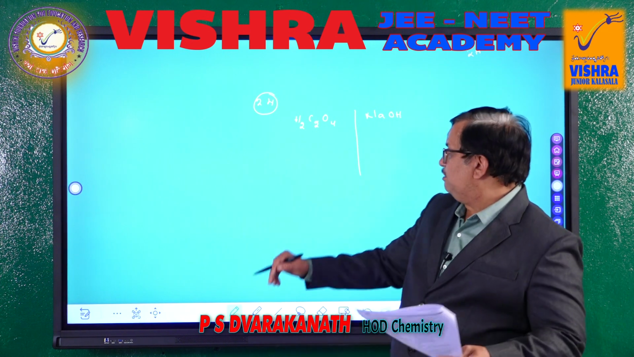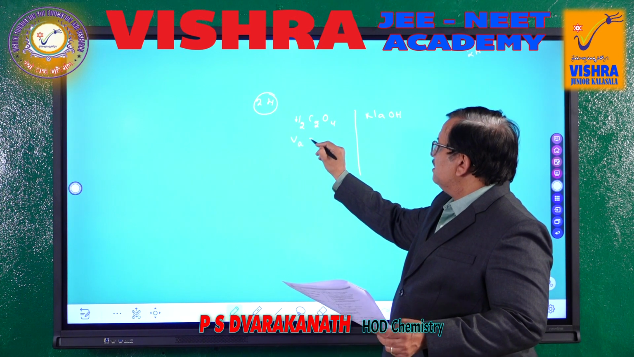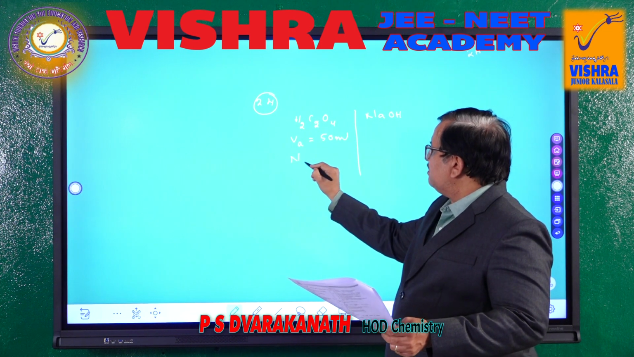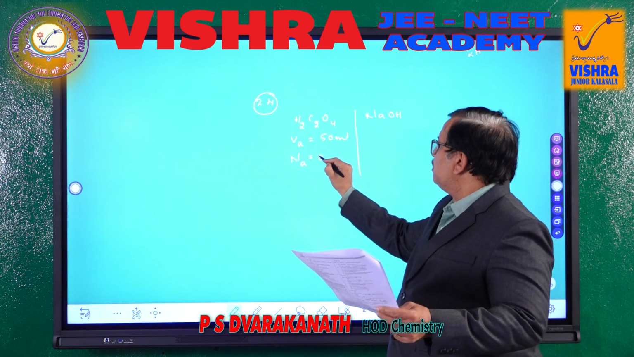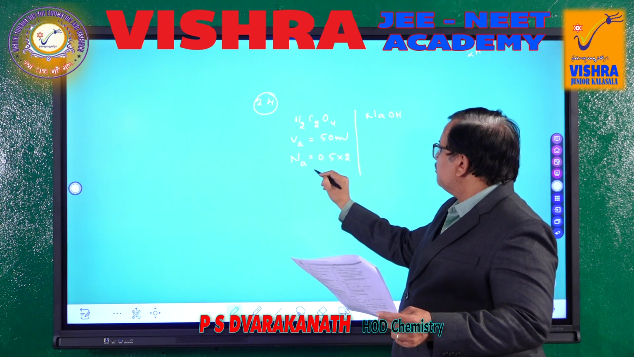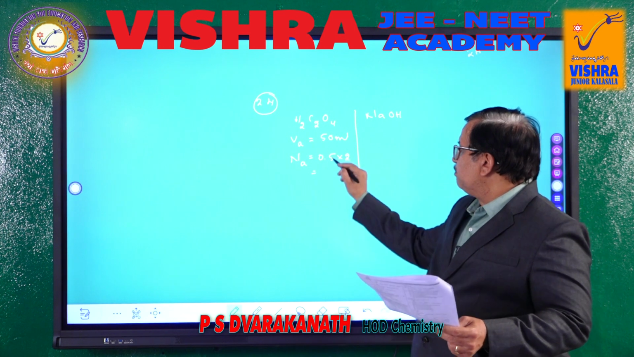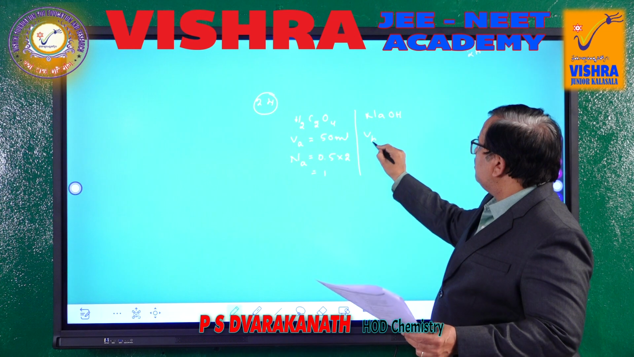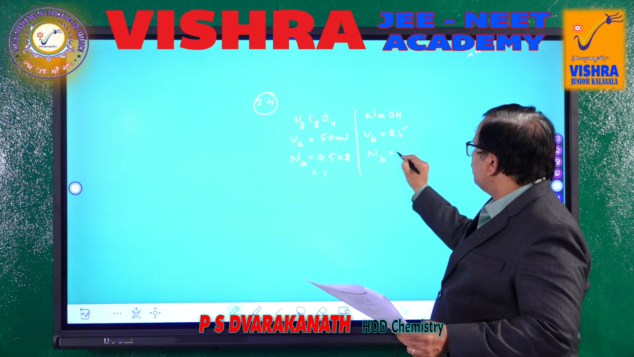Now we will do it. That is H2C2O4. What is the volume of acid? That is given as 50 ml. And what is the normality of the acid? Molarity into n-factor. What is the molarity? 0.5 into the n-factor of H2C2O4. Therefore, basicity is 2. Therefore, 0.5 into 2, that is 1. What about the volume of the base? They have given 25. And the normality of the base, you have to find out.